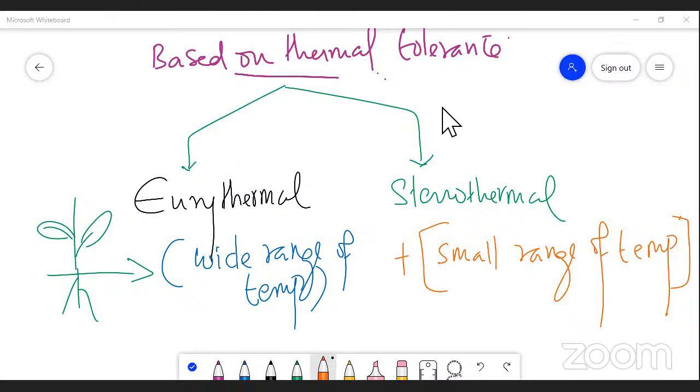Okay, next we pass on to thermal stratification. Temperature can be classified into so many types based on many criteria: based on vegetation, based on thermal tolerance, based on thermal stratification. We have discussed different types and categories one by one. Okay, next let me move to thermal stratification.